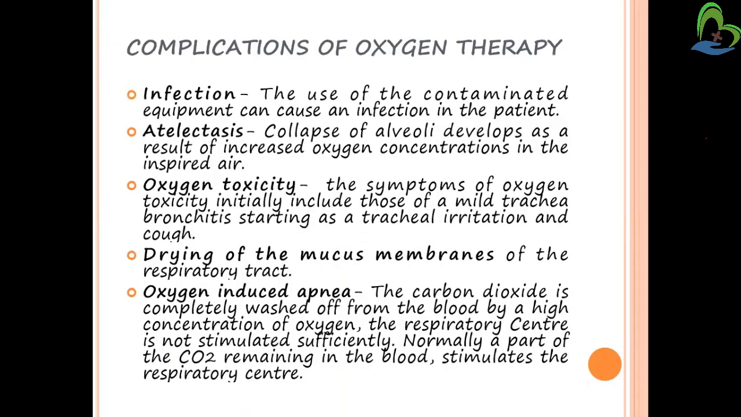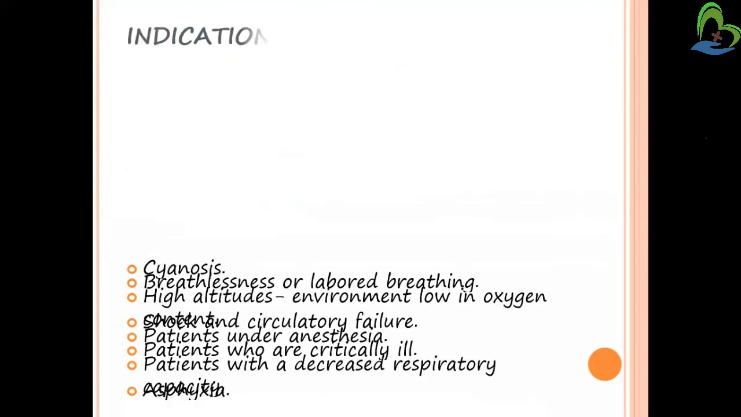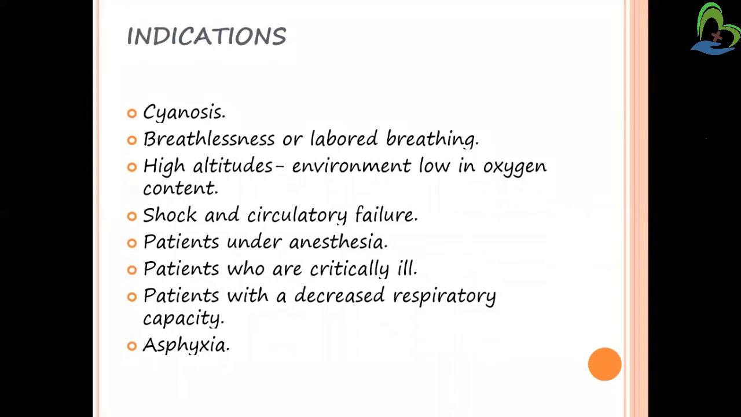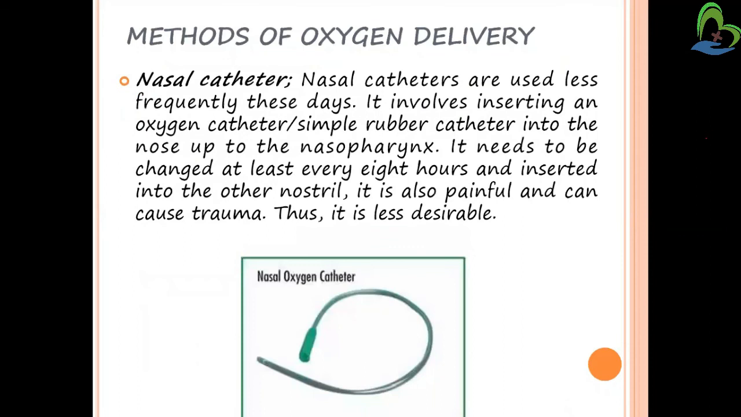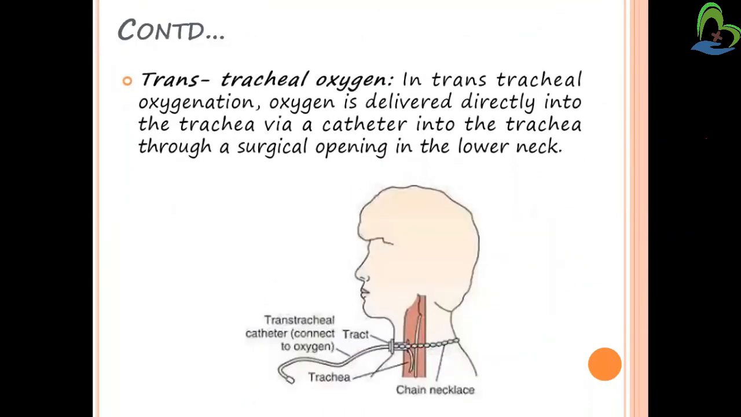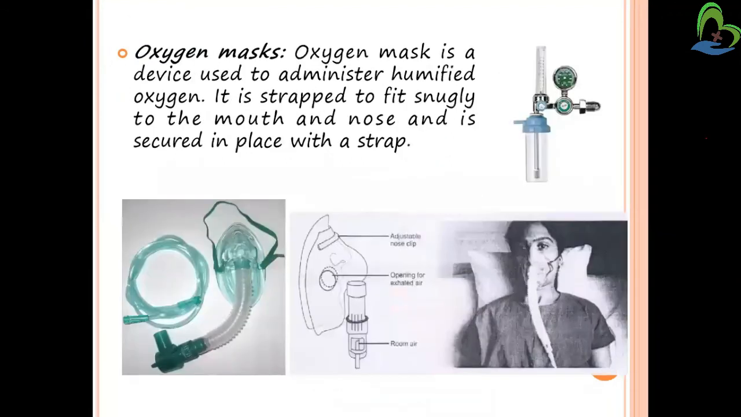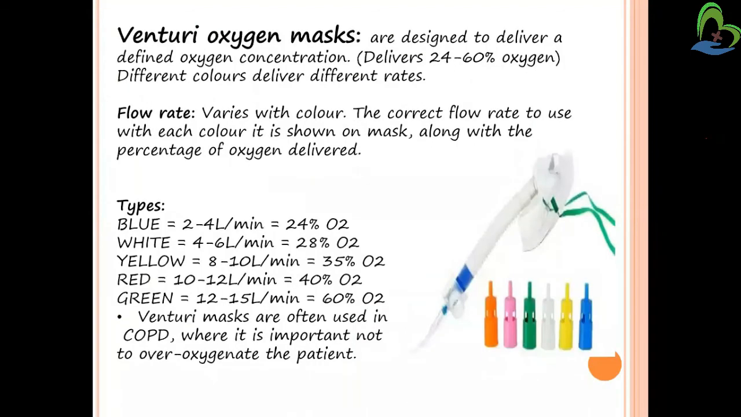In that we have discussed what the purposes of oxygen therapy are. Next we have discussed indications, in which conditions we need to provide oxygen therapy to the person, and then we have discussed the complications of oxygen therapy. What can be the complications of oxygenation therapy? Then we have discussed methods of oxygen delivery. In that, firstly, we have discussed nasal catheter. Then we have discussed nasal cannula. Then transtracheal oxygenation method, oxygen mask method, oxygen tent or oxygen hood, Venturi mask, Venturi oxygen mask.